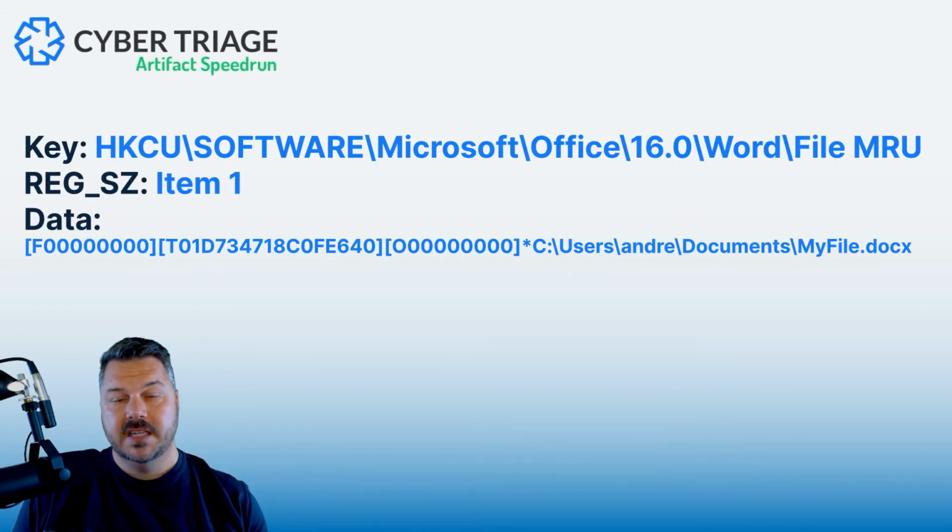We see that with this key, the Office 2016 File MRU, the key is listed as item 1, meaning that this key will be at the top of the most recent list, with item 2 being the next, and so forth.